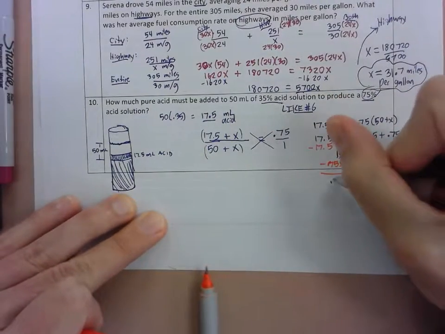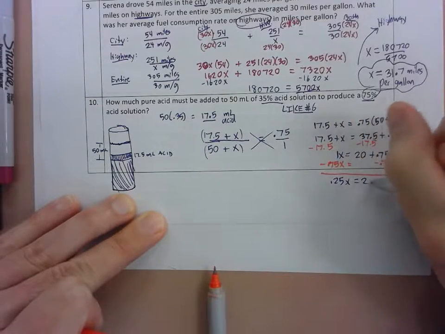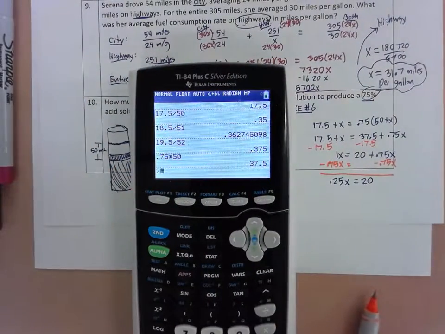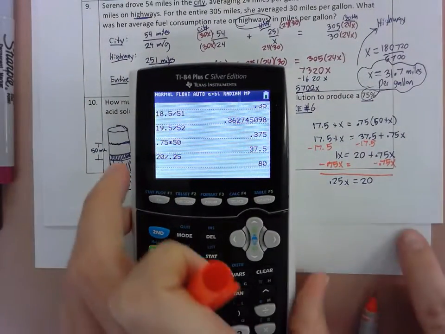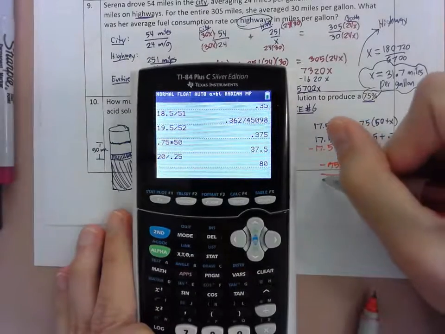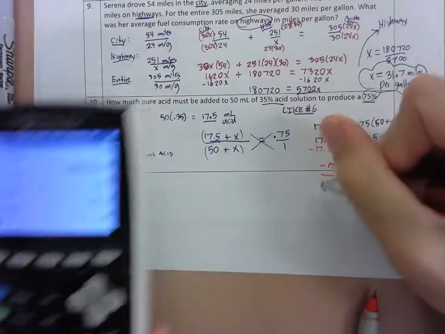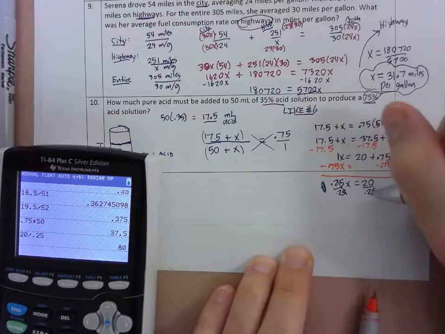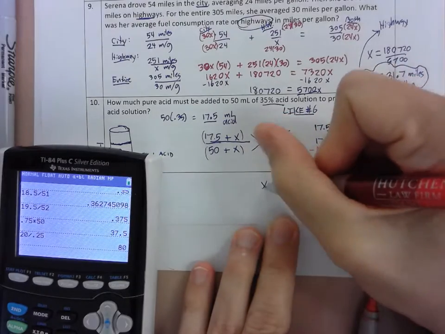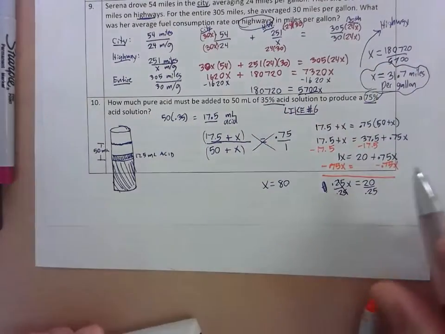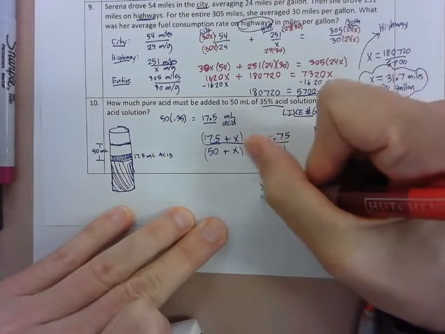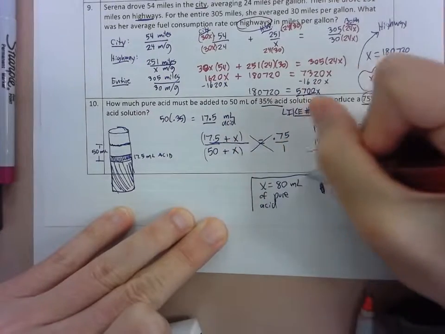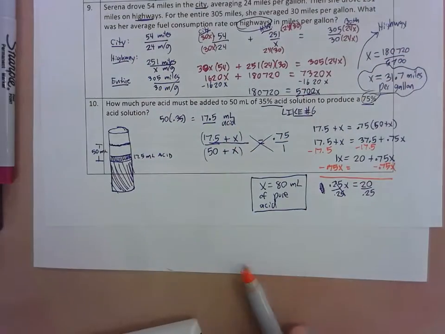So 0.25x equals 20. And divide that out. And 20 divided by 0.25 is 80. All right, you know, 0.25 is 1/4. So that's really like 20 times 4, if that makes sense. So x should be 80. 80 what? Well, that's 80 milliliters of pure acid added to the solution. So my answer is 80 milliliters of pure acid added to solution.